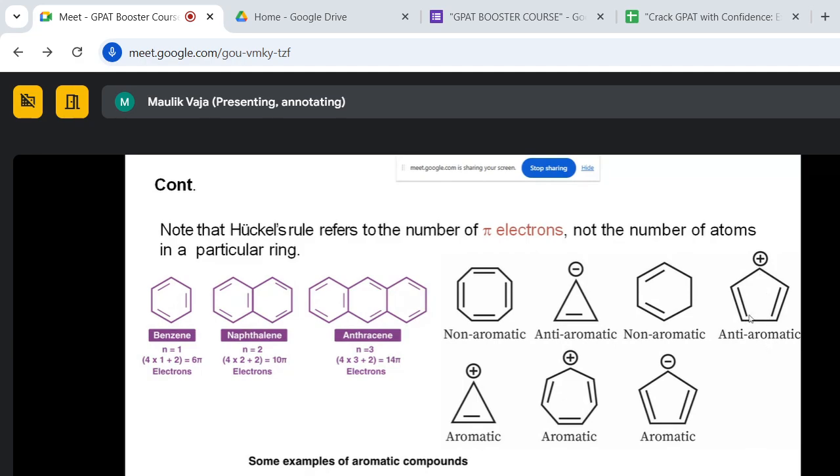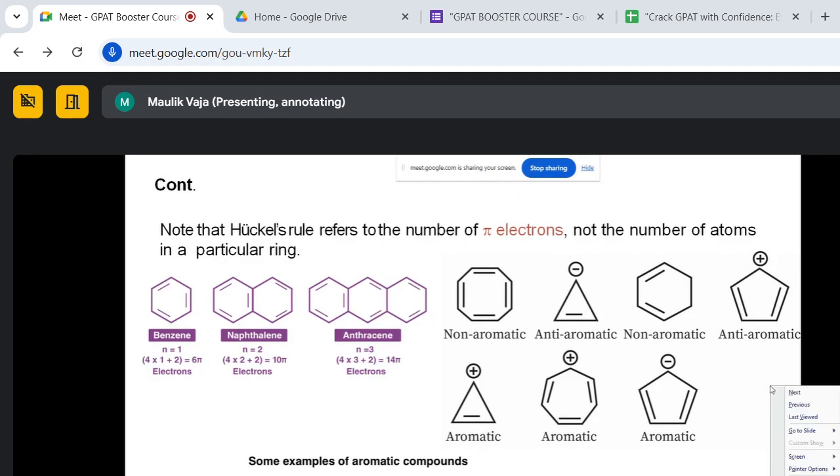Because it contains 4 pi electrons, and if it has a negative charge on this atom. Okay, a 5-membered ring, cyclopentadiene. I am talking about cyclopentadiene. You can see my cursor. So a negative charge is there, then the count of pi electrons will become 6. Okay, 2 and 2, 4 electrons in the bonds, and another 2 electrons in this negative charge. Okay, anion.